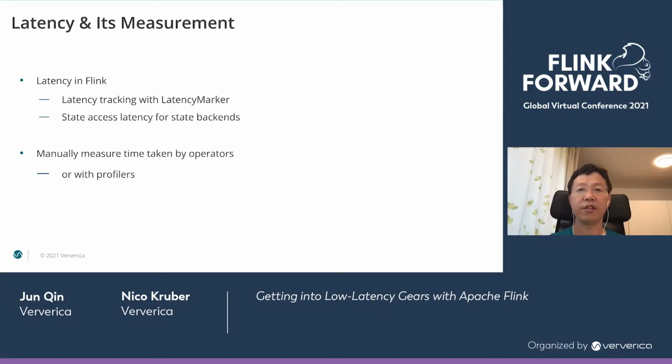When talking about latency, different people may mean different things. Latency markers in Flink measure the time it takes for them to travel from each source operator to each downstream operator. As the latency markers bypass the user function in operators, the measured latency doesn't reflect the entire end-to-end latency, but only part of it. Flink also supports tracking the state access latency. It measures the response latency when state is read or written. You can also manually measure the time taken by some operators or get it with profilers.